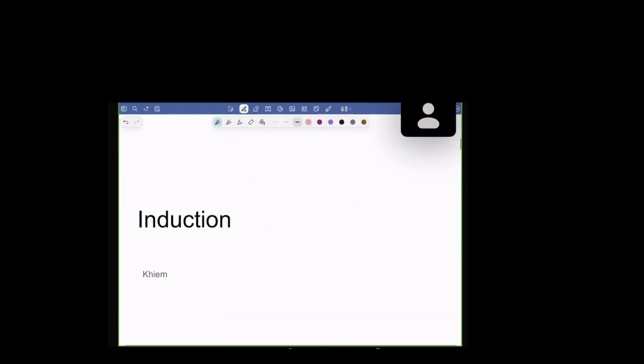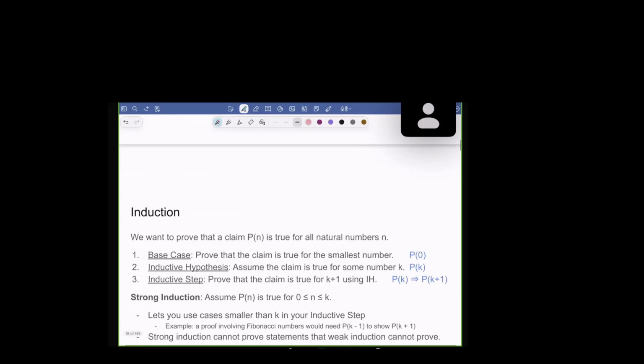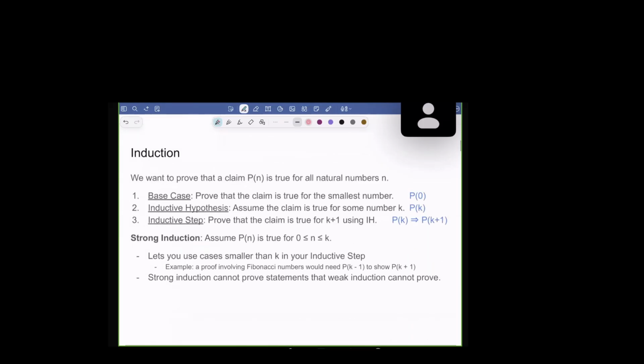Now moving on to induction. So for the overall scheme of induction, we want to prove that a claim P of n is true for all n in a set domain. It doesn't have to be all natural numbers n, but it usually is. Our base case is to prove that the claim is true for the smallest number. Usually P of 0. It could also be P of 1, depending on your problem statement.